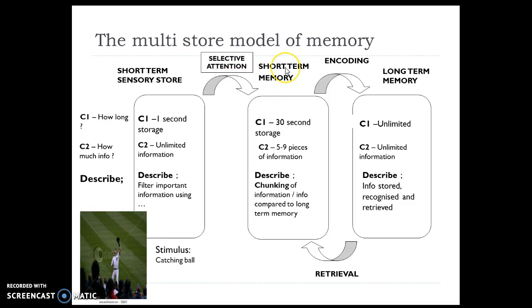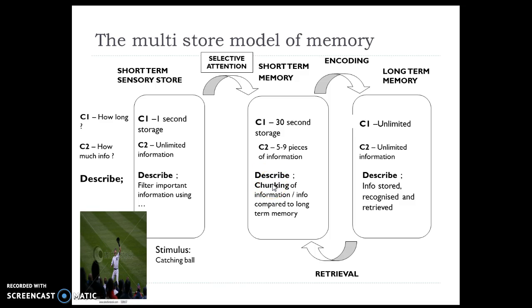So you're now thinking about the information that goes into our short-term memory. When we receive this information, we can store 5 to 9 pieces of information. So it goes from unlimited, and we filter the key bits of information we need. 5 to 9 pieces of information, and we can keep it there for 30 seconds. So in this period, there are your characteristics. How do we describe what it does?